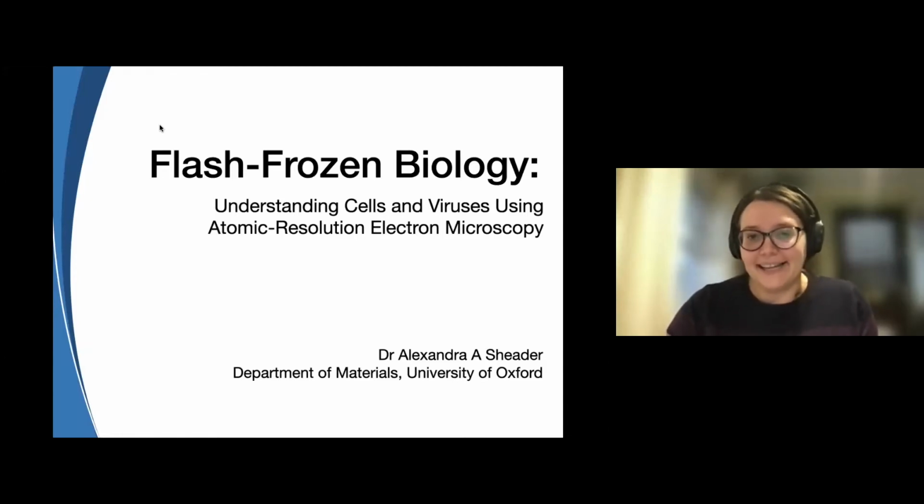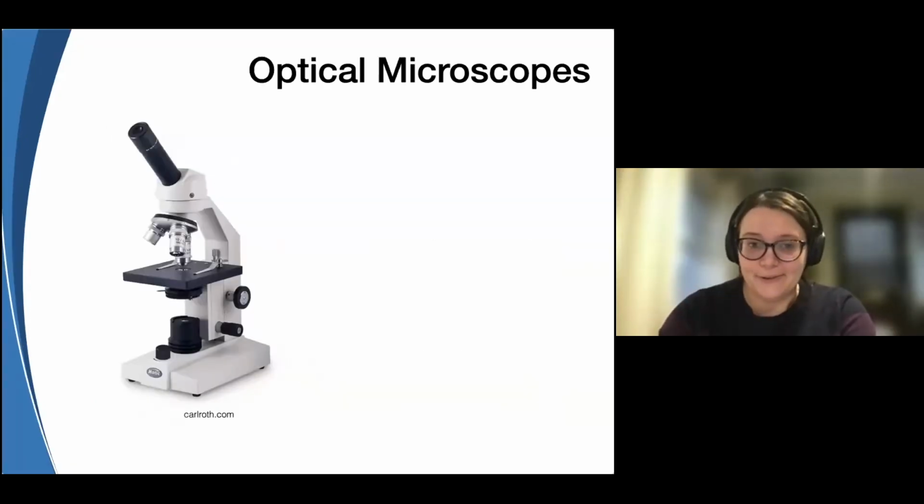So my name is Alex, and I'm going to talk a little bit about how we use electron microscopy, and particularly very high resolution electron microscopy, to look at biological materials. So everyone, I think, probably is familiar with a microscope that looks like this. It's a kind of benchtop optical microscope. Very familiar, you've probably used one in biology, maybe in chemistry. Everyone is hopefully familiar with this sort of microscope, and you've probably even used one yourself at some point.